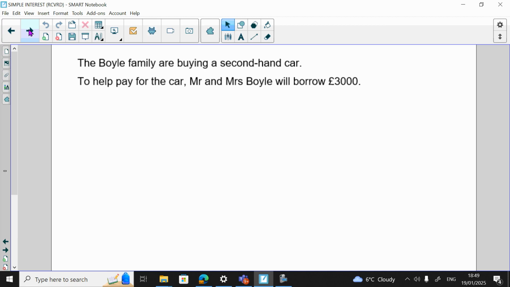Oh, this has been typed up, so I must have stolen it from somewhere. Doesn't matter, you can still read it. It's some family buying a car. That doesn't really matter, but the thing that matters is this amount here, £3,000.